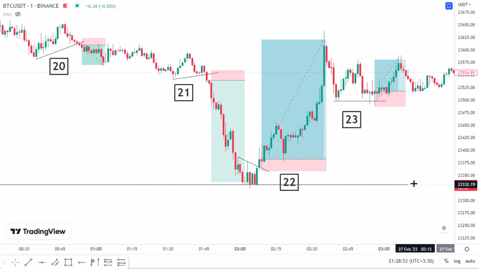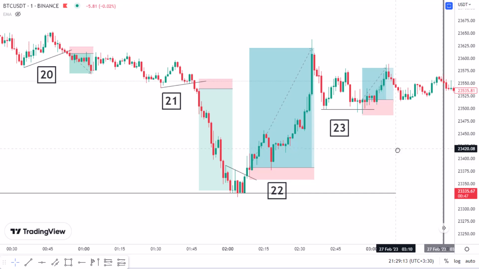Actually, this support line, which was a resistance line in the past, is a round number. You can see that here. Which is a really nice thing. Round numbers are also a kind of support and resistance in the market.